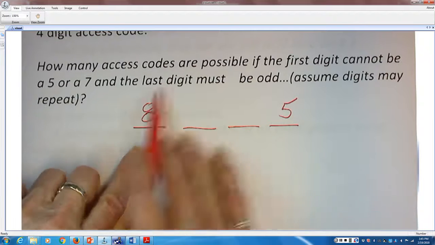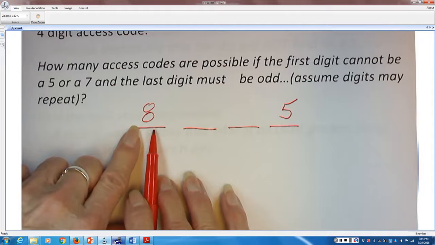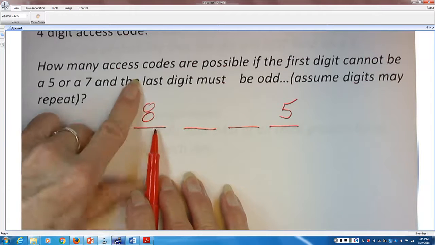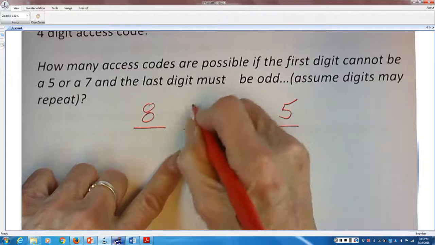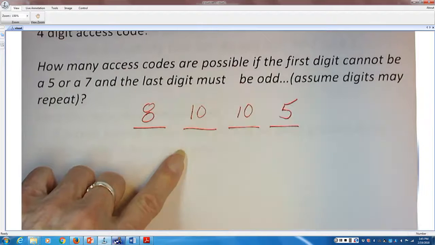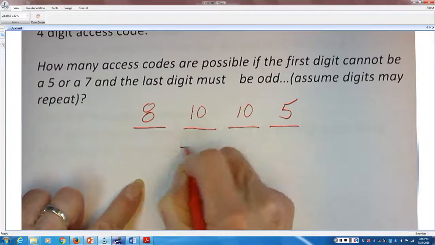So since it says first digit can't be 5 or 7, that leaves me with 8 numbers. Last digit has to be odd, that gives me 5 numbers. These can be anything. So it's going to be 8 times 10 times 10. And that's going to be 800 times 5, so that's only going to be 4,000 codes.